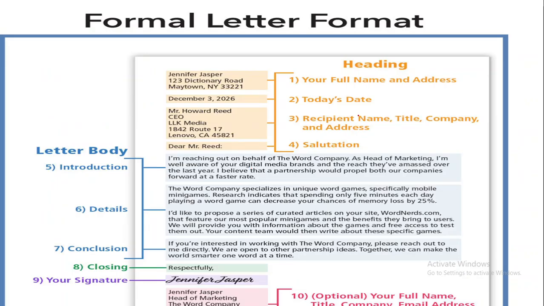And here you can have it according to the modern template. According to the modern template, you write your full name and address on this side of the page from the start, and then you write the date, and then the recipient's name, the title, the name of the company, and the address, like this. And then you go for the salutations. After that you move into the body of the letter. First of all you write the introduction, and then the details, the conclusion, then the closing, and then your signature. And your name, if you want to write down your name and the name of the company again, you can do that, but that is optional, it's not necessary.